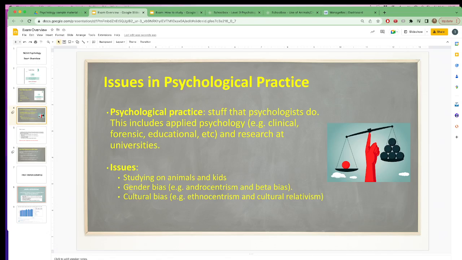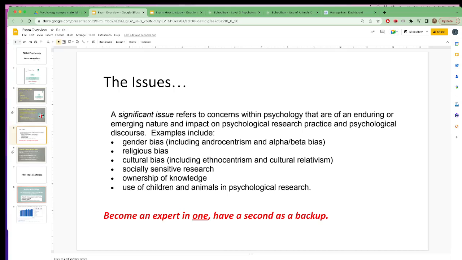These are studying animals and kids, gender bias, cultural bias. Those are the 3 that we've reviewed, focusing mainly on animals and kids because they're the most straightforward. Here is the full list of possible issues that they recommend. Remember, we'll see a past paper in a moment, but you don't need to study all of these. Knowing more of them is not necessarily better because you're only going to write about one. So that's why I suggest choose one of these to become an expert in, and I recommend children and animals.